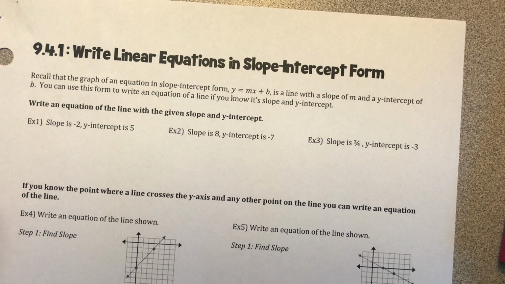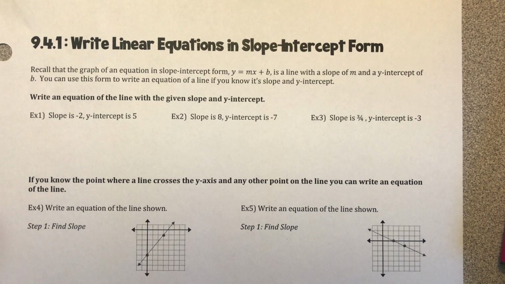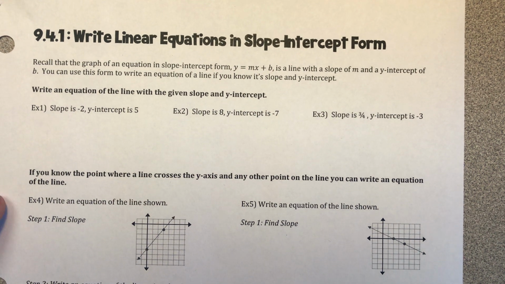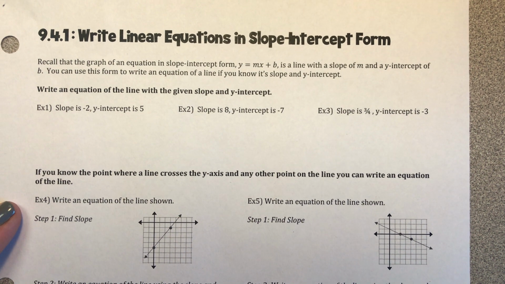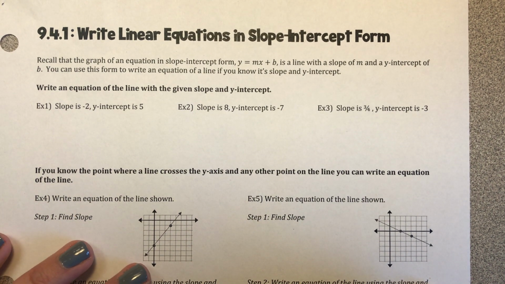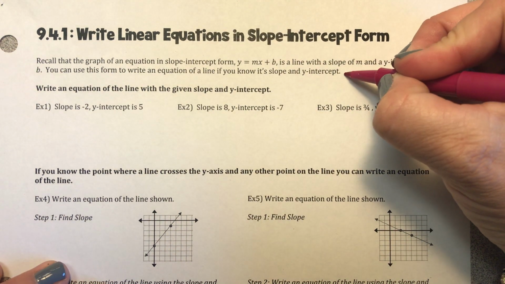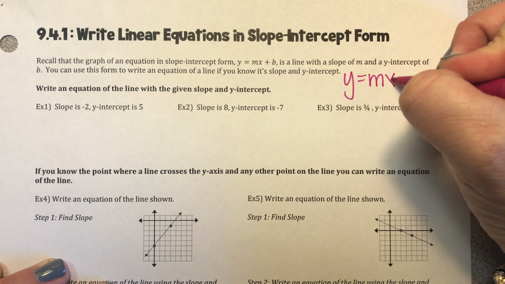Okay, so your review packet. Let's start from the beginning and go section by section, and I'll walk you through it. The first line says, recall that the graph of an equation in slope-intercept form, y equals mx plus b, is a line that has a slope of m and a y-intercept of b. We're going to use this form to write an equation of a line if you know its slope and its y-intercept. Okay, so y equals mx plus b.